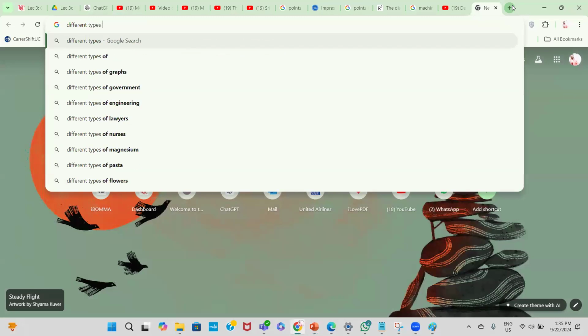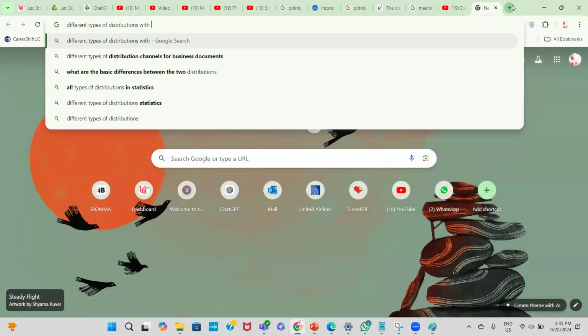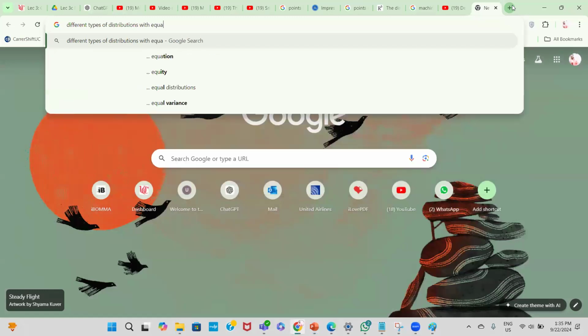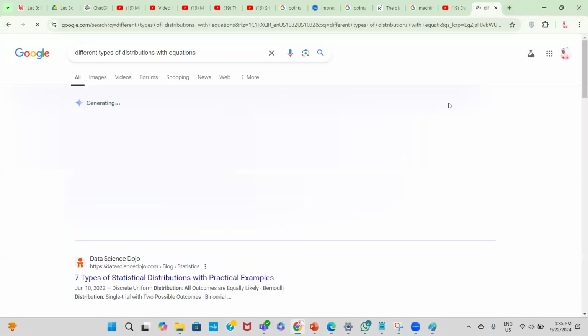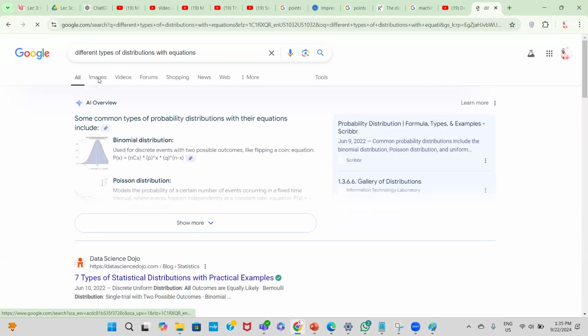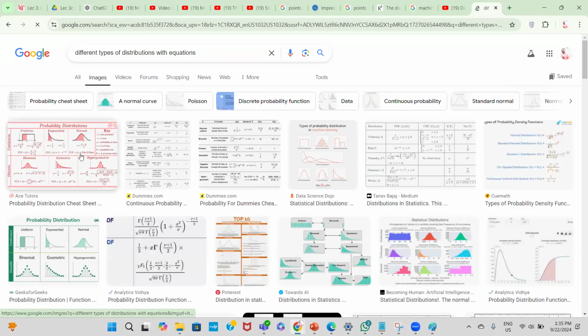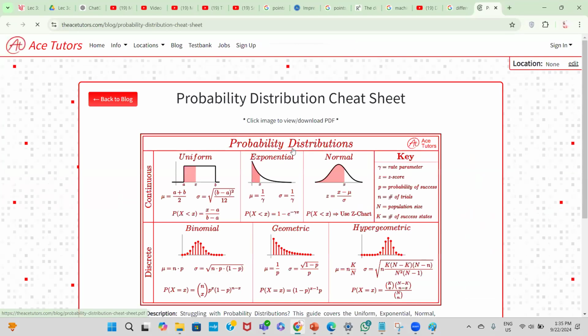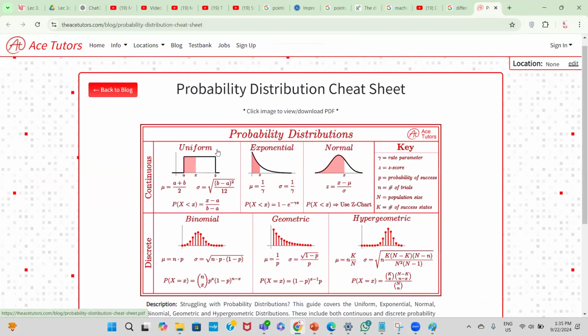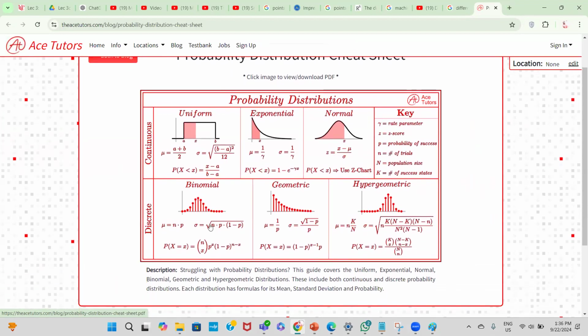Different types of distributions with equations. So these are different types of distributions. This is the uniform distribution. This is the exponential distribution, this is the normal distribution, and this is the binomial distribution. These are all discrete distributions. Okay, the geometric distribution and the hypergeometric distribution.